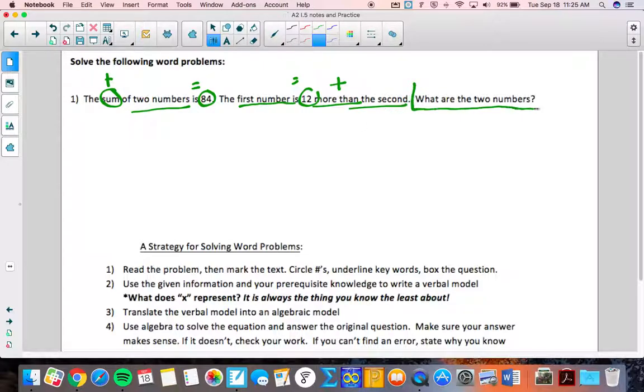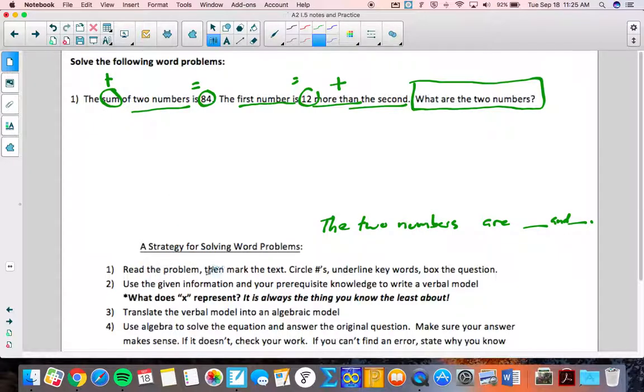I'm going to put a box around that because that's my question, and I've got to make sure I answer that question. I could even start answering it right now. So I know my answer is going to be: the two numbers are blank and blank. And I just have to figure out what those are. I don't care if you figure out what x is and circle it. You've not answered the question. So I have that templated right there.